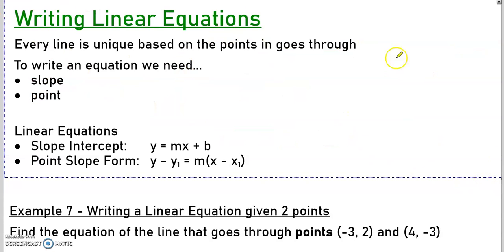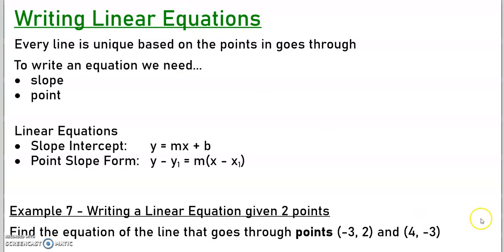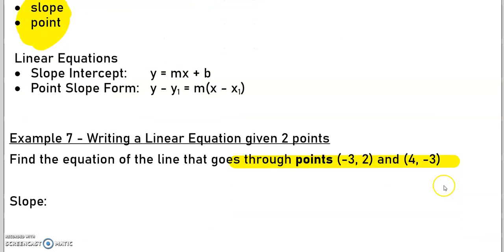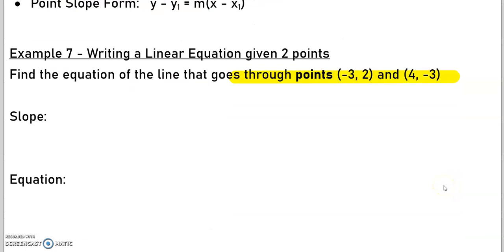So now let's take a look at a new example. But notice this time I am given 2 points. Check that out. Find the equation of the line that goes through points (-3, 2) and (4, -3). Well, don't I need a slope and a point, right? So what am I going to do? Oh, I can't do it, right? Is there a way for me to find the slope when I'm given 2 points? Well, of course there is, right? And that's the first thing we need to do in this example. If I'm given 2 points, the first thing we need to do is find the slope.